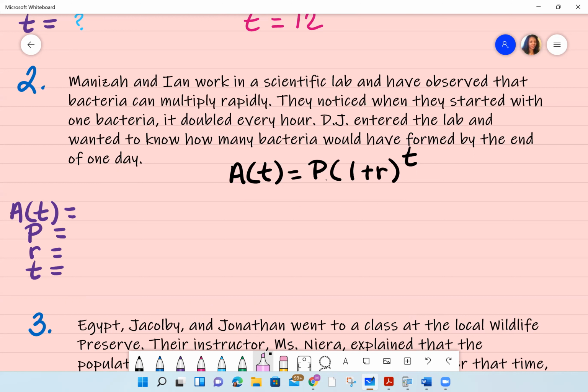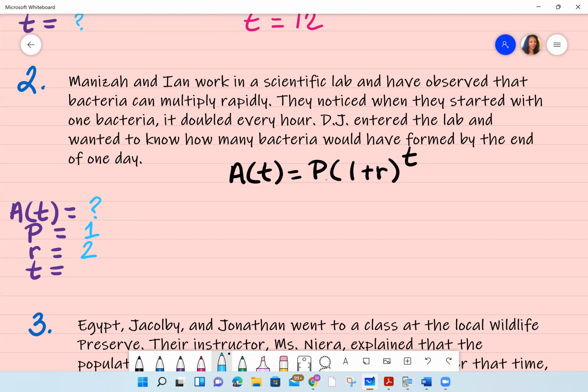So when he entered the lab, he wanted to know how many bacteria would have formed by the end of the day. So that means in the future. I am looking for A of t. That means the other variables are given inside of my word problem. I just have to find them. So they noticed when they started with one bacteria. So that's my P, that's present. That's what they started with. And they said the rate was that it doubled every hour. So I know that that's going to end up being 2. Well, technically it's going to be 1 plus 1 right here. And what's left over in the parentheses is 2. So make sure you understand that.